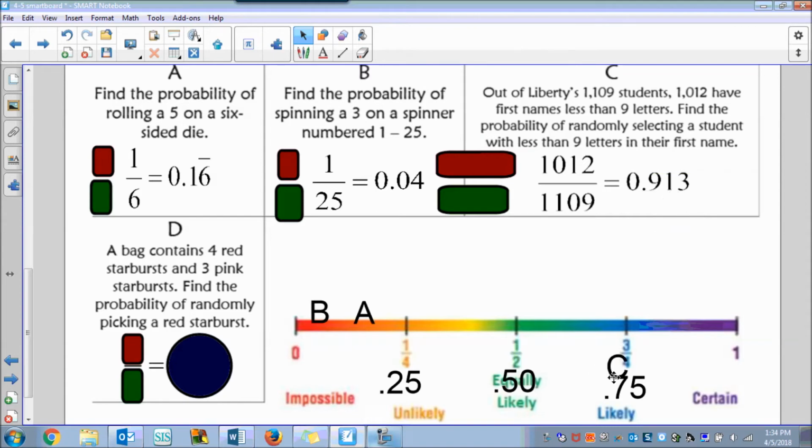That's pretty close to 1. It's definitely bigger than 0.75. That's a 7 versus a 9. It's going to be pretty close to 1 there.